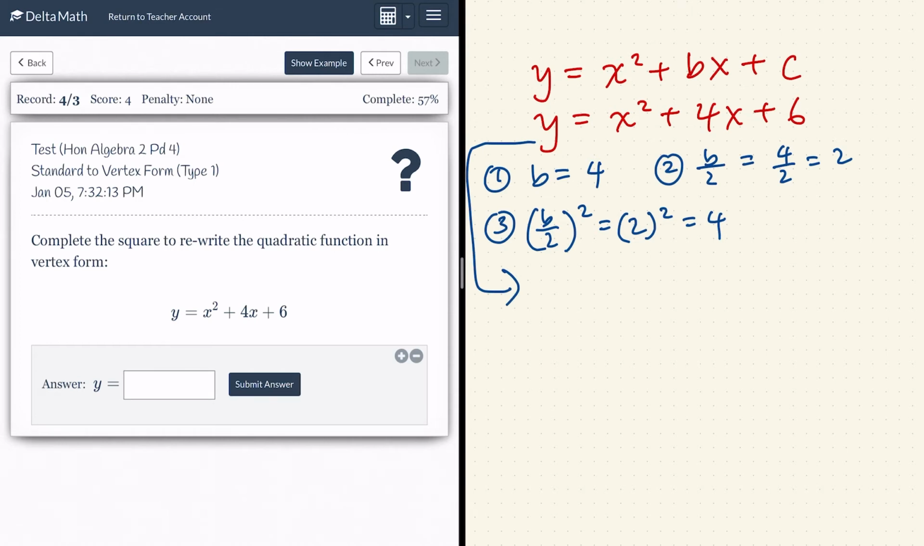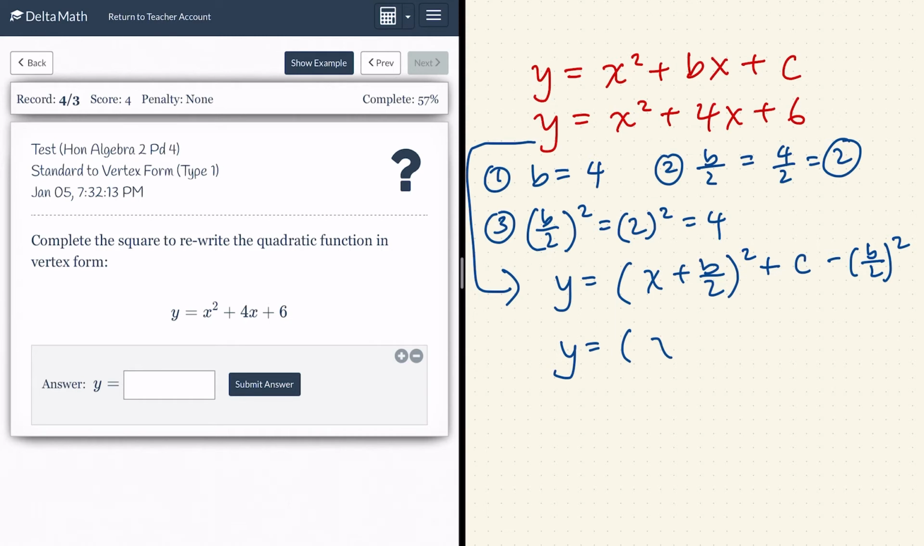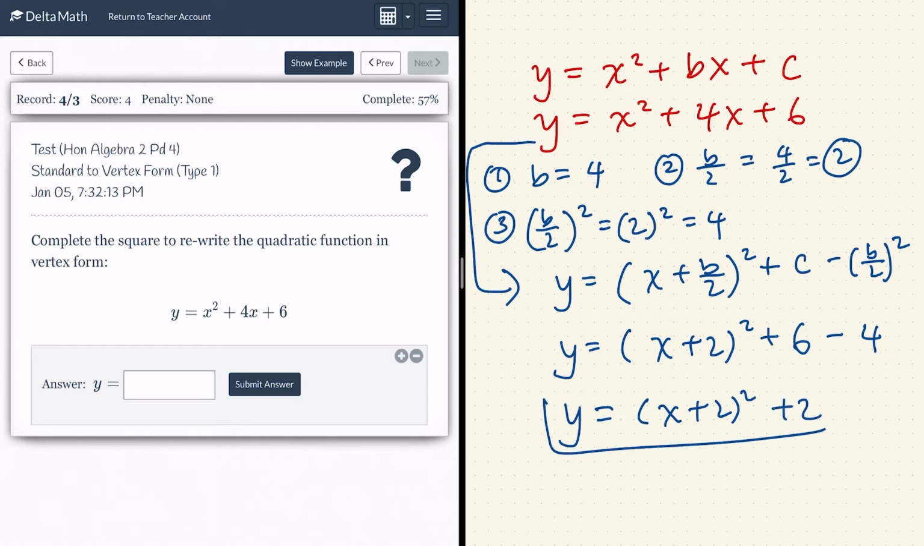To complete the square when a is 1, it's always going to be y is equal to x plus b over 2 squared, because that creates a perfect square binomial, plus c minus b over 2 quantity squared. So we know what each individual piece is. B over 2 is just 2. So it would be x plus 2 squared plus c, which was 6, minus b over 2 squared, which was 4. So that's it. We need to clean this up. 6 minus 4 is 2. And we are finished.